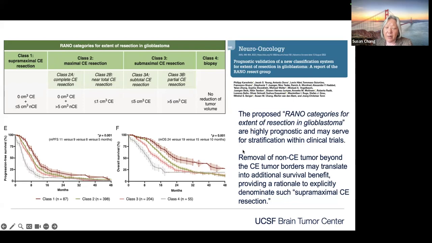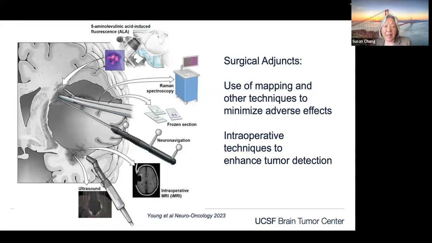So it's just something to be aware of in terms of when we think about extent of resection and volume of residual contrast enhancing and non-enhancing disease for patients enrolled in clinical trials. As we know, there are many surgical adjuncts to minimize adverse effects, use of mapping and other techniques that I'm not going to go into.